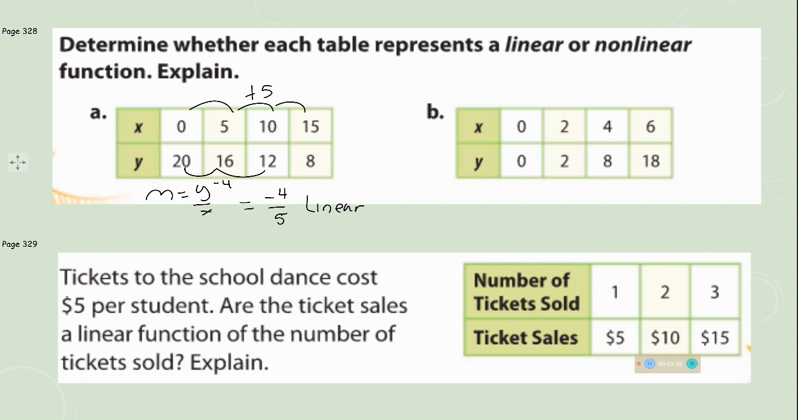On B, you go 0 to 2, 2 to 4, 4 to 6. These are plus 2. 0 to 2 is 2. 2 to 8 is 6. 8 to 18 is 10. So we don't have a constant rate of change here. This is nonlinear.